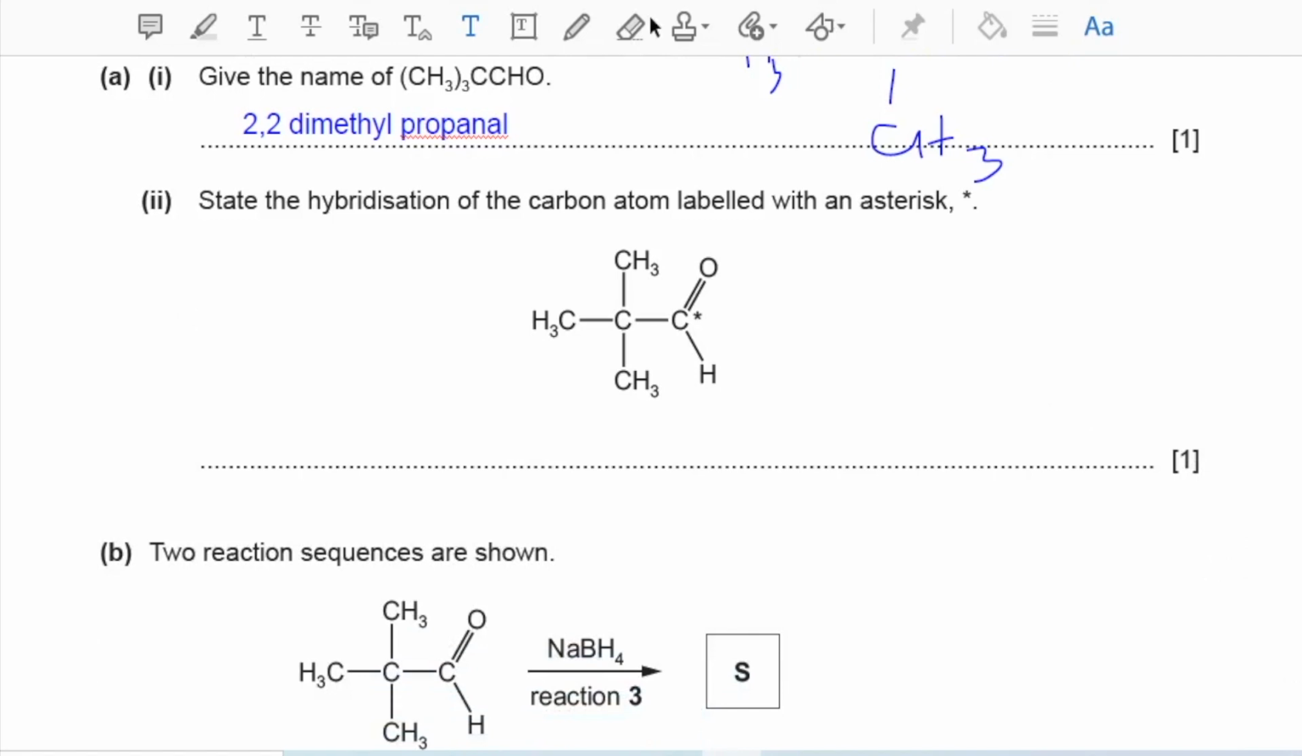Part 2, state the hybridization of the carbon atom labeled with an asterisk. Okay, so this is sp2 because this carbon atom has got 3 sigma bonds, which is this one, and 1 from the double bond, and has got 1 pi bond. This double bond means there is 1 pi bond and 1 sigma bond, so this carbon atom has got 3 sigma bonds and 1 pi bond.